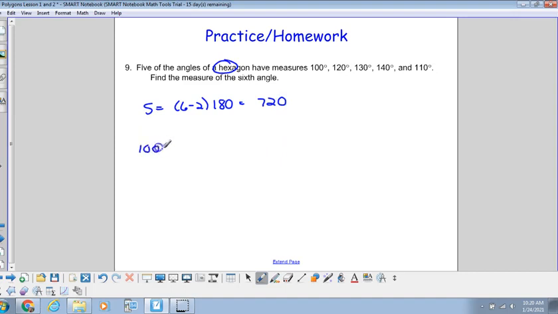We've got 100 degrees, we've got 120, and 130, and 140, and 110. And that last one, we don't know what that is. That's what we're trying to find. That is x. They add up to be 720. You can do the algebra or you can plug it into Desmos, but either way, you should be getting 120 for that 6th angle.